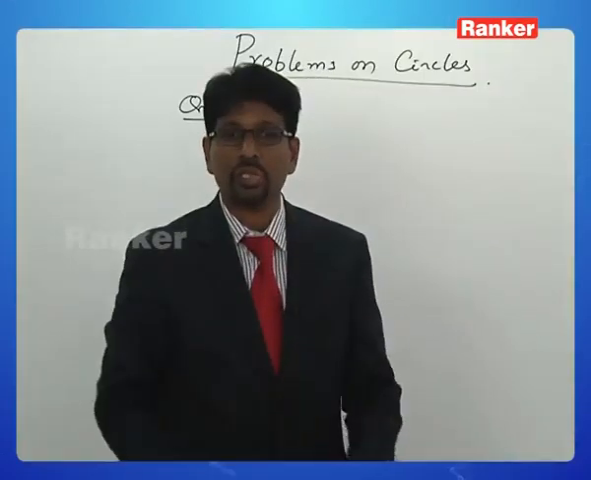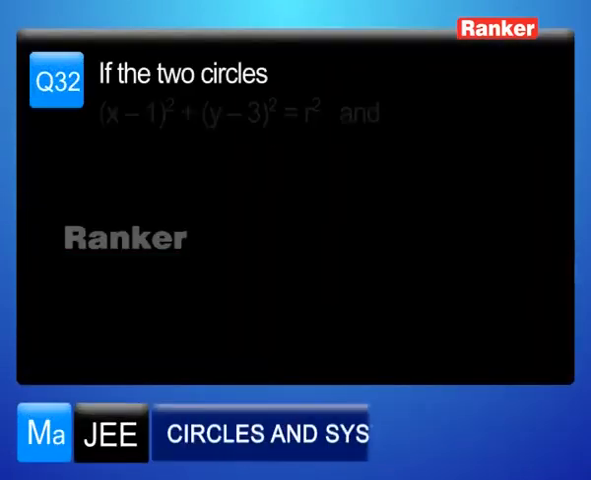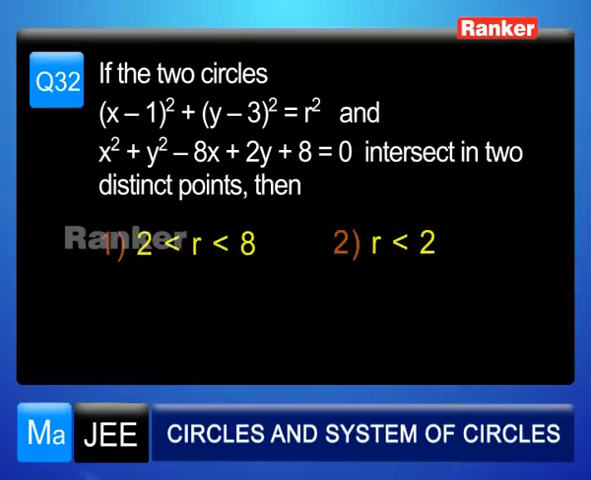Let's move on to the next question. Question number 32. If the two circles x minus 1 whole square plus y minus 3 whole square equal to r square and x square plus y square minus 8x plus 2y plus 8 equal to 0 intersect in two distinct points, then first option, r lies between 2 to 8. Second option, r is less than 2. Third option, r is equal to 2. Fourth option, r is greater than 2.